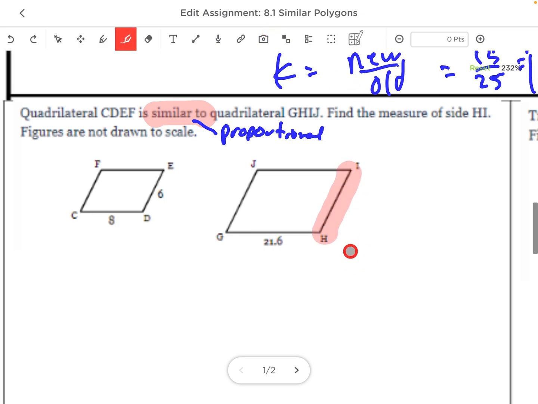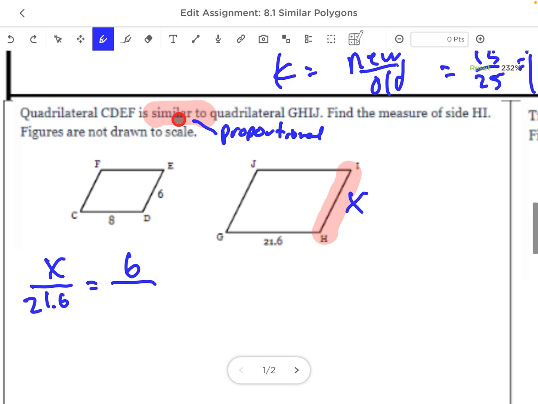Well, what do we know? If they are similar, then we can set up a ratio. So here's what we're going to do. We're going to start with two fractions, a fraction over a fraction. We want to find this, so let's label that as X. Let's start with our X. Now, X corresponds with 6, so I'm going to put 6 right over here, because this triangle is going to be this one. Since I started with this one, I'm going to start with this number right here, 21.6.